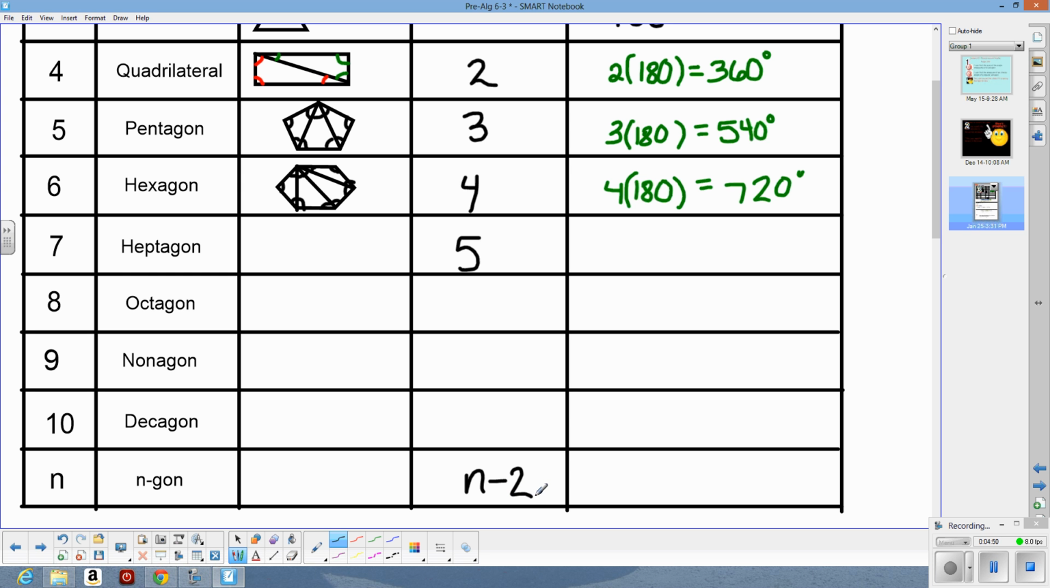And then to find the sum, the sum is going to equal the number of sides minus 2 times 180, because each triangle is 180 degrees. And the number of triangles it makes is going to be the number of sides minus 2.